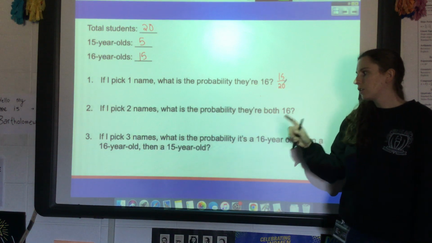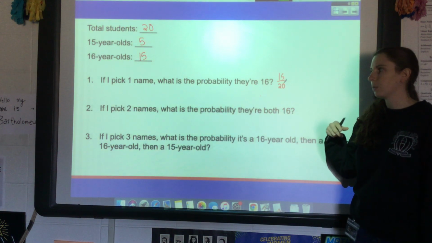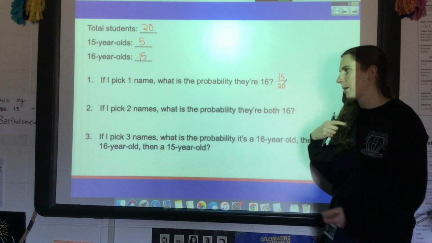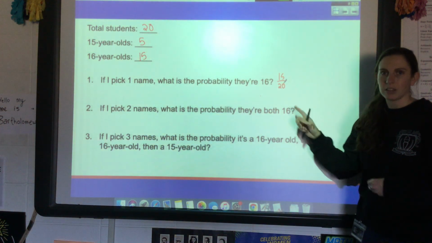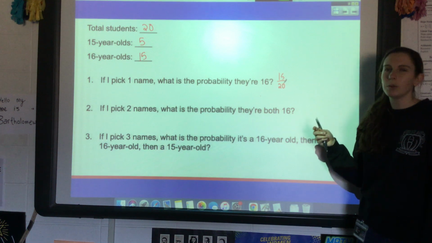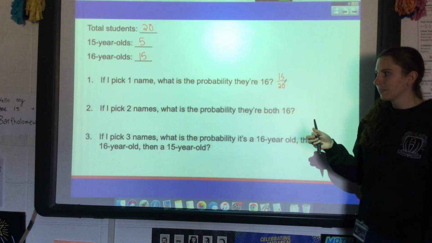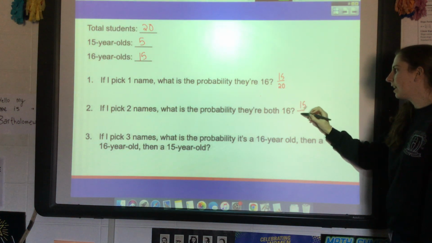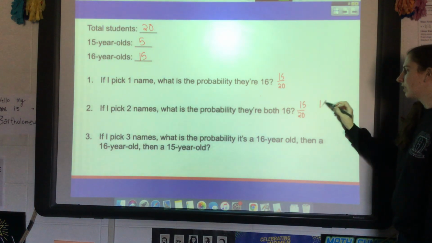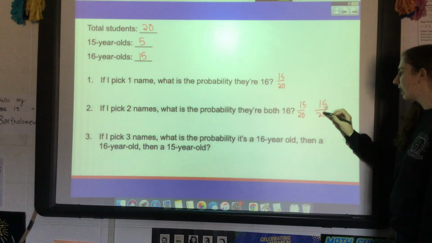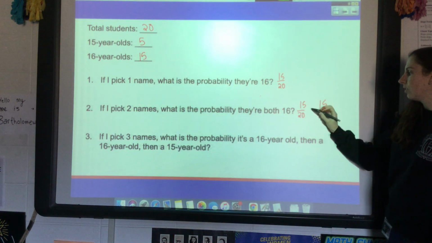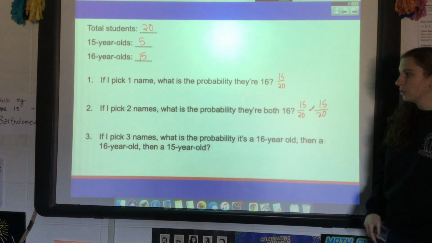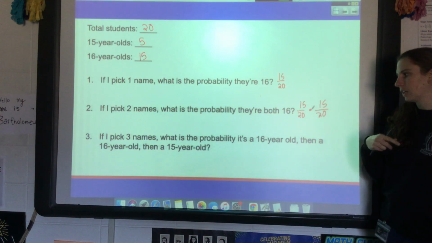Here's what's new. If I pick 2 names, what's the probability they're both 16? And imagine I'm putting the names back. So I pick a name, I put it back and mix it up, and then I pick another name, because that does matter. So if I pick 2 names, what do you think we would do here? Actually, all you have to do is multiply. If there's a 15 out of 20 chance that the first person is 16, and a 15 out of 20 chance that the second person is 16, then you literally just multiply them. And that will give you the probability of picking 2 people that are 16.